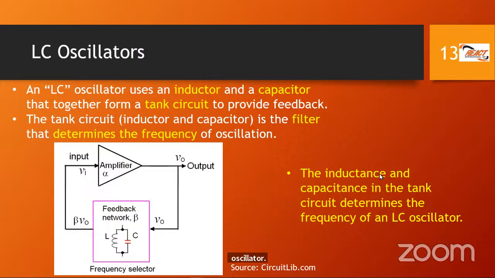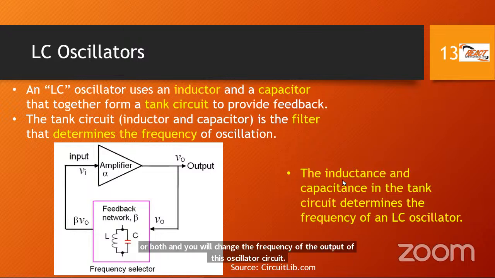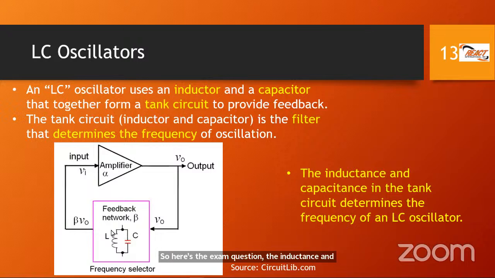So here's the exam question. The inductance and capacitance in the tank circuit determines the frequency of an LC oscillator. Verbatim from the exam. So the inductance coming from the coil or the inductor, and the capacitance coming from the little capacitor. Notice the circuit here. That determines the frequency of this output here, right? So the frequency of the LC oscillator.